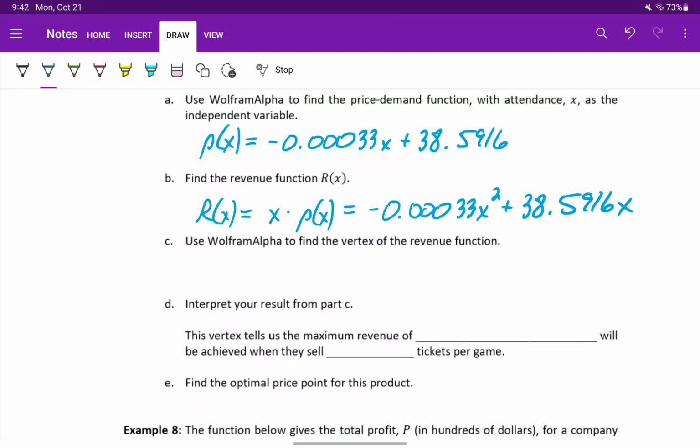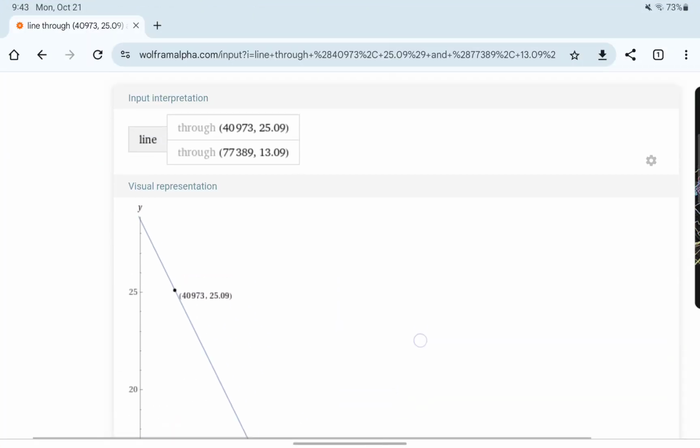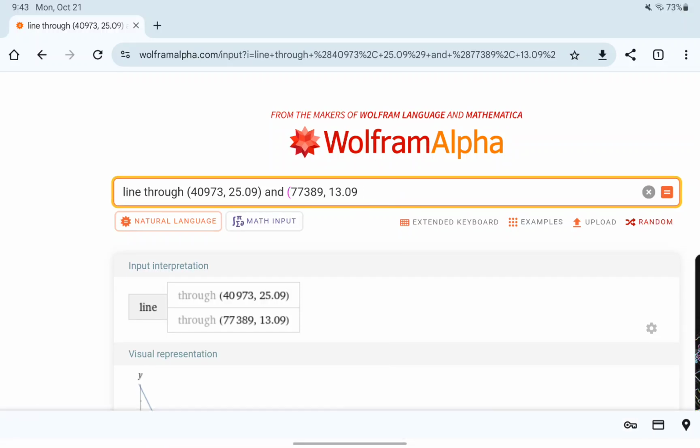Now we want to use Wolfram Alpha to find the vertex of the revenue function, and then in part D, we'll interpret what that value is telling us. In order to find a vertex, we can ask Wolfram Alpha to optimize a function. What it's going to do then is search for the minimum and maximum values that occur. This is handy even though we're talking about finding a vertex, because the same command will apply to any other type of function versus just quadratic functions. So we want to optimize this function that we found.